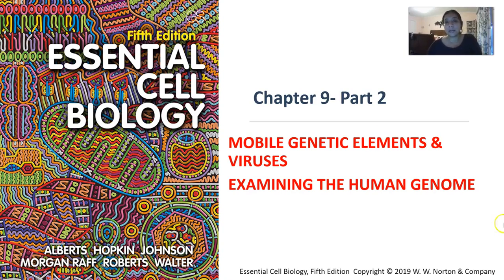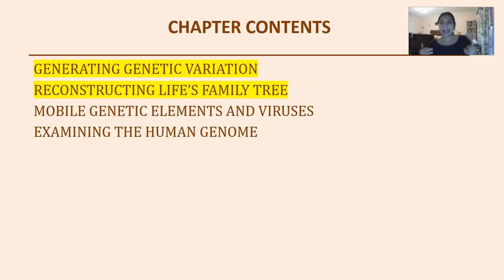So today what we're going to be talking about are mobile genetic elements, viruses, and then examining the human genome. This is the second half of chapter 9 in Alberts' book. Last time we talked about genetic variation generation: how do we introduce new variations in an organism's genome, what kind of ramifications it has, how does it affect the organism itself, how does it help them get more variability, and how does it change the species over time to evolve into other things.